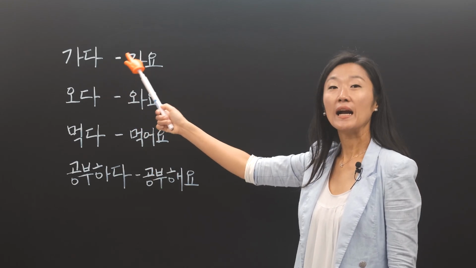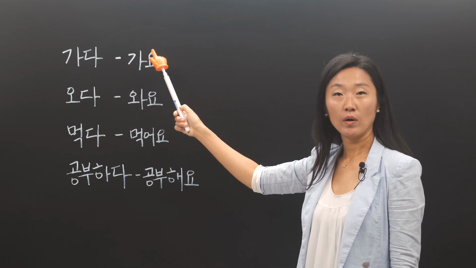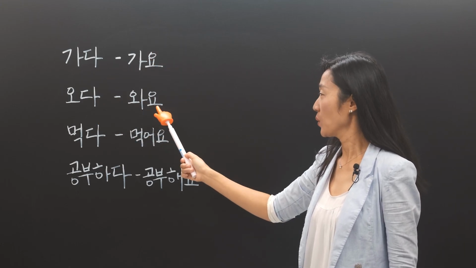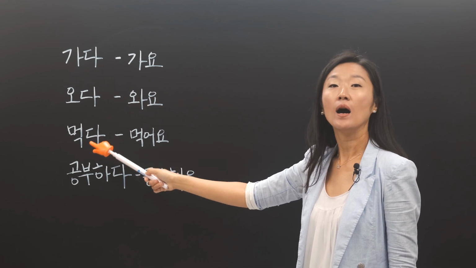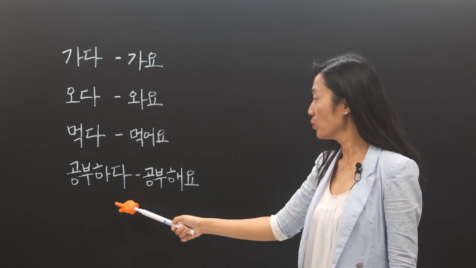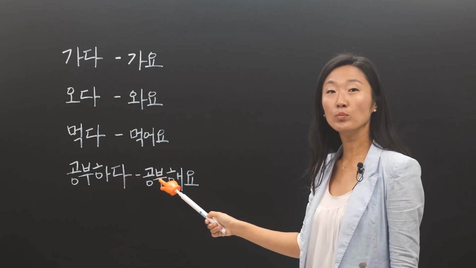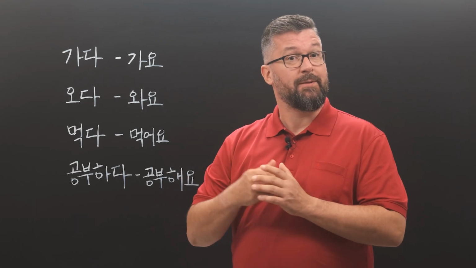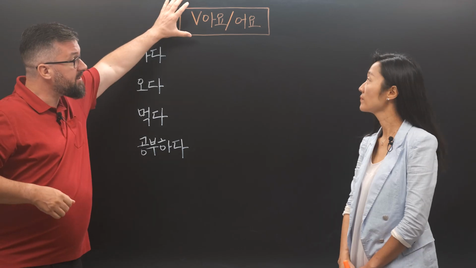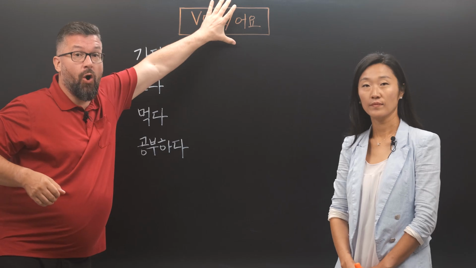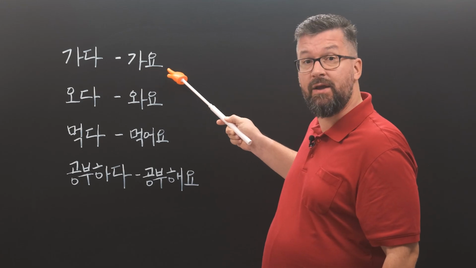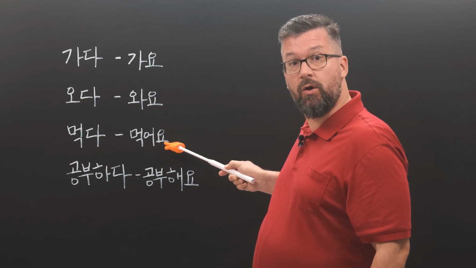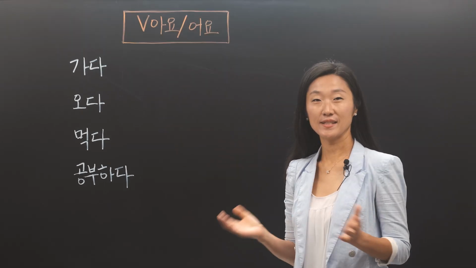가다, 가요. 가다 becomes 가요 in the present tense. 오다, 와요. 먹다, 먹어요. 공부하다 becomes 공부해요. So how do we form these present tense verbs? Why do we have multiple examples? The present tense always ends either in ayo or in oyo. Kayo ends in ayo. Wayo also ends in ayo. Mogoyo in oyo. Let's start.